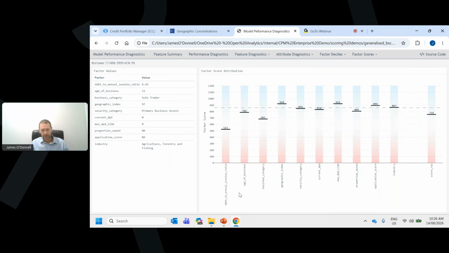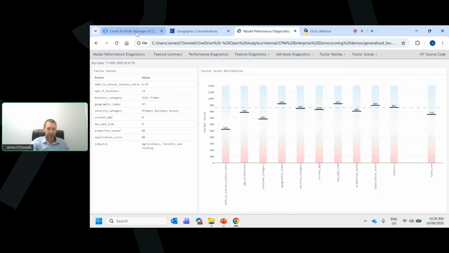We're very much on the full transparency. So any user of this model, and of course it's a custom model, so it's your model. Yeah, we provide this sort of tool to really visualize and understand what's driving the credit score.